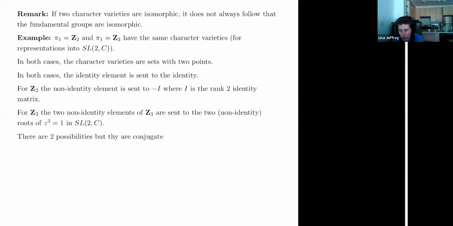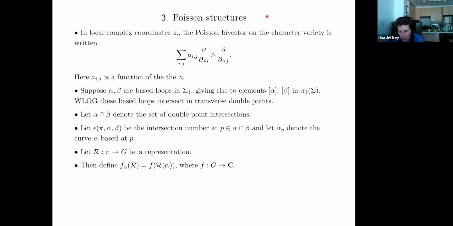So, wanting to get to Poisson structures. In local complex coordinates, the bivector of the character variety can be written like this. The Aij are just functions of the complex coordinates Zi. Let's use notation where alpha and beta are base loops in the surface Sigma_1, so they give rise to elements [alpha] and [beta] in the fundamental groups. Without loss of generality, these base loops intersect in transverse double points, and let's write alpha intersection beta as the set of double point intersections.